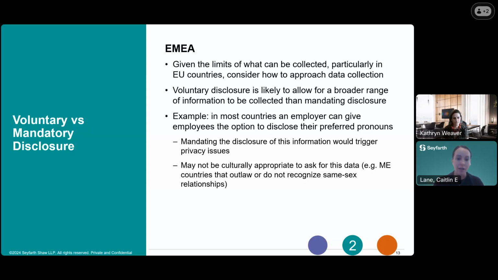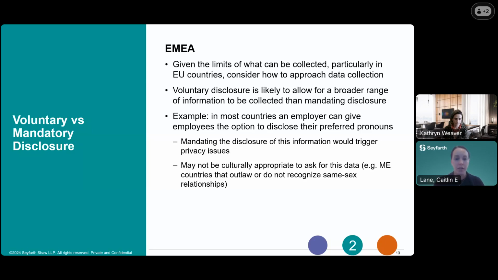At the same time, again, a one-size-fits-all approach may not be appropriate. So using the same example of asking for voluntary disclosure of preferred pronouns, asking that question in certain countries, for instance, some countries in the Middle East, would likely be viewed unfavorably and culturally insensitive. So even if it doesn't trigger a data privacy risk, there are certain questions that may not be culturally appropriate in all jurisdictions. And so that's something that has to be taken into consideration in the plan as well.